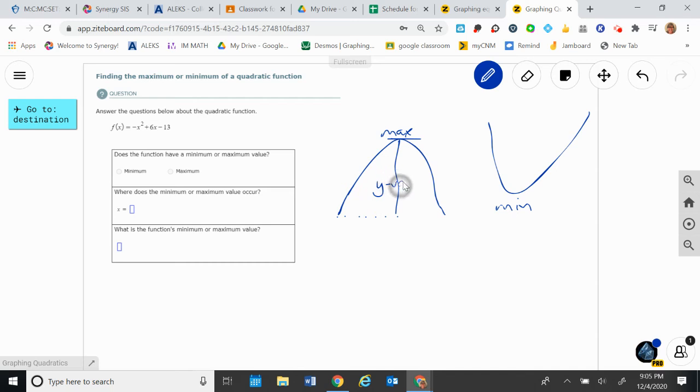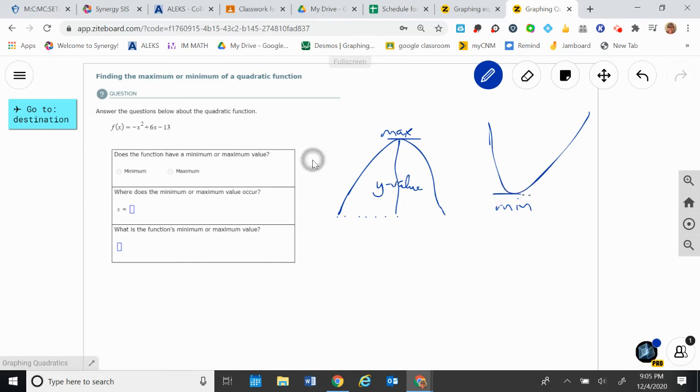Y value is the maximum. Whenever they ask you for the value of the function, remember, when I say function, you say y. The y value is the value of the function, okay? And the minimum, again, you're dipping down. Woo! This is the minimum, all right? So does the function have a maximum or minimum?